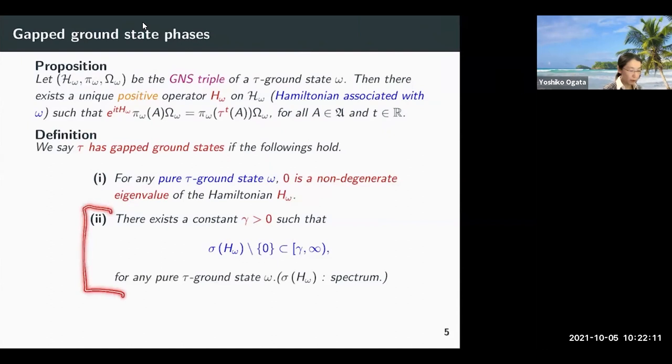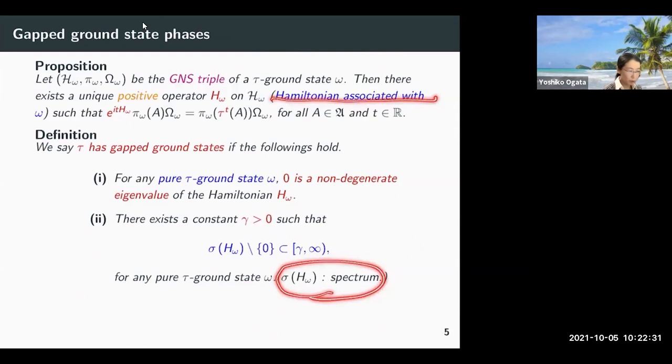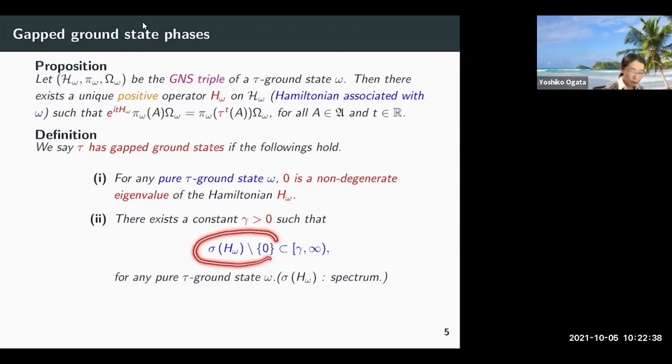And the second condition is about the gap. It says that there exists a positive constant gamma satisfying this condition for any pure tau ground state omega. Here sigma of H omega is the spectrum of our Hamiltonian associated to our ground state omega. And we are considering the spectrum other than this lowest eigenvalue zero. It's saying that there is a gap between the lowest eigenvalue and the rest of the spectrum in this sense. So this is the definition of gapped ground states.